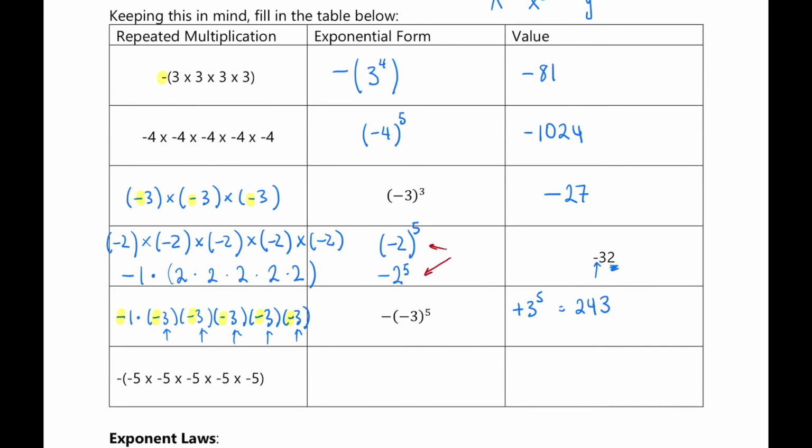All right, next example. Negative times all those negative 5's. So we can rewrite that into exponential form. Leave the negative out. And we're going to do base is negative 5. And we're going to count 1, 2, 3, 4, 5 of them. So exponent is 5.